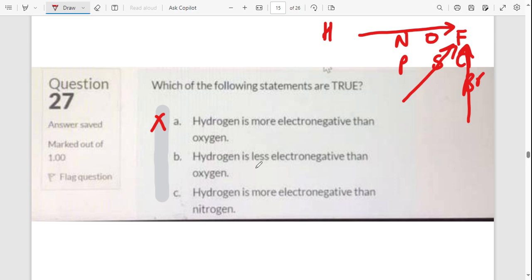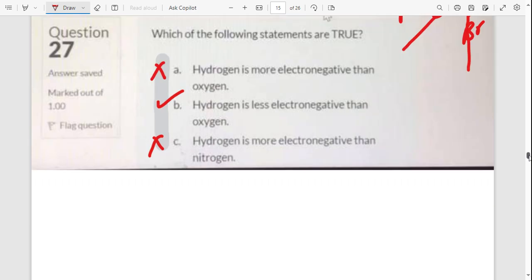Hydrogen is less electronegative than oxygen. This one is true. Hydrogen is more electronegative than nitrogen. That's not true. It's more electropositive, not electronegative.